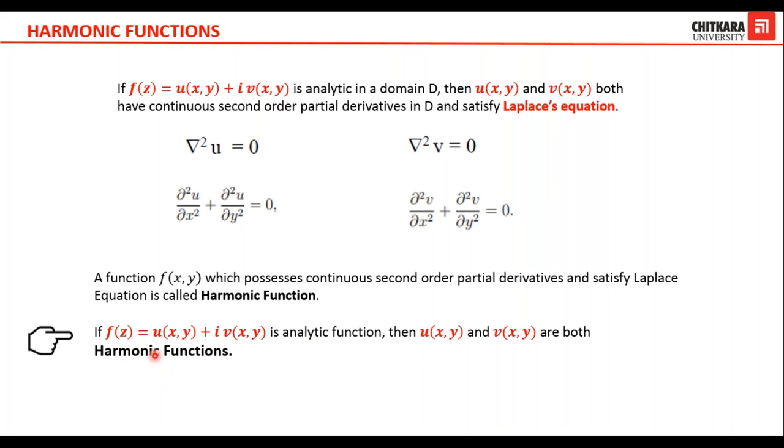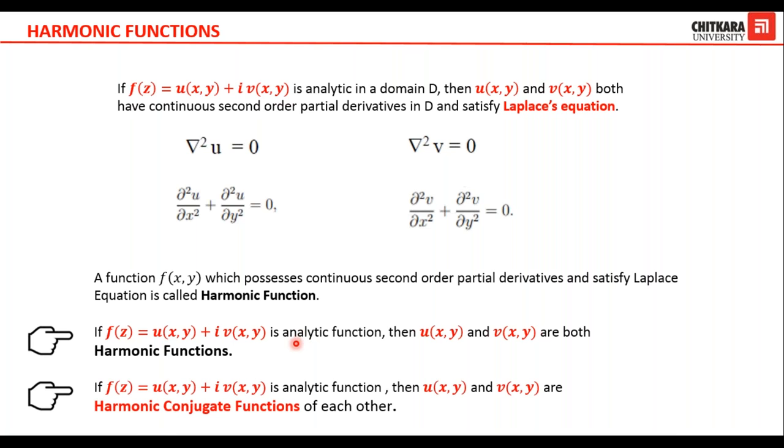So this is the important property of analytic function, that if your function is analytic, then u and v will always be harmonic. And what is the meaning of harmonic? That it will have continuous second order partial derivatives and it will satisfy the Laplace equation, right? Now, let's look at the next one. If f(z) is u plus iota v is analytic function, then u and v are harmonic conjugate functions of each other. Now, what are conjugate functions?